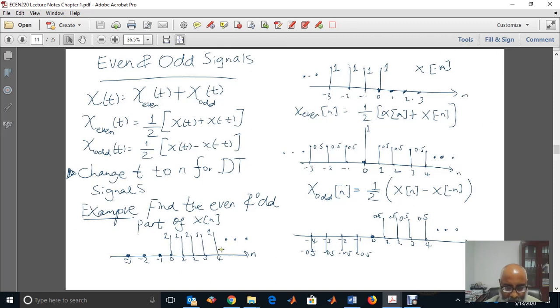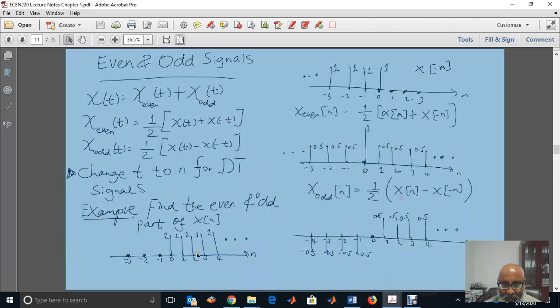Okay, the original for t greater than 0 is 1, 1, 1, 1. The time reversed is 0, 0, 0. So adding the two, it will be 1, 1, 1, 1. So at 1, 1, at 2, 1, at 3, 1, divided by 2, it is 0.5, 0.5, 0.5. So this is the even part.